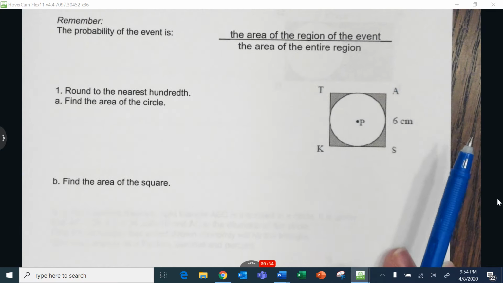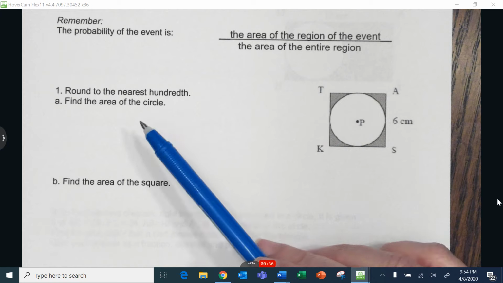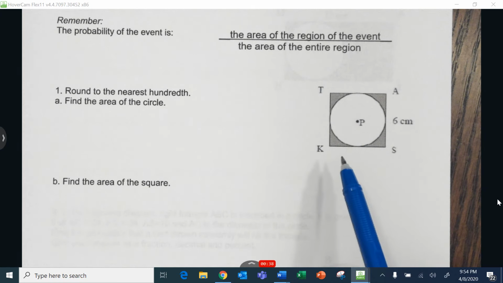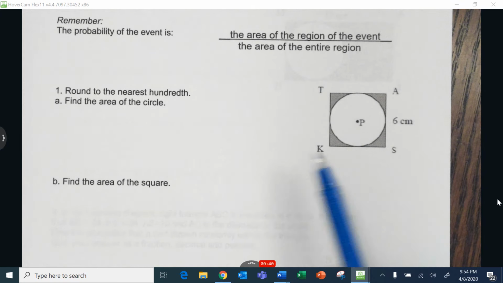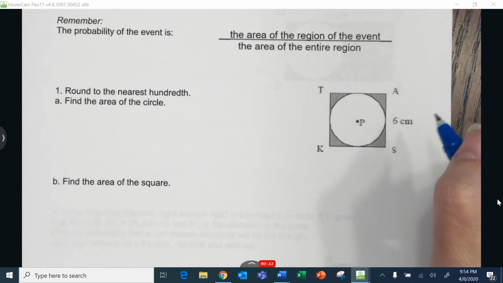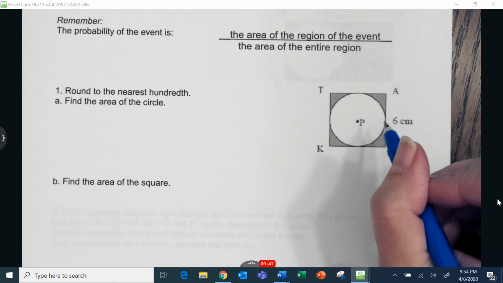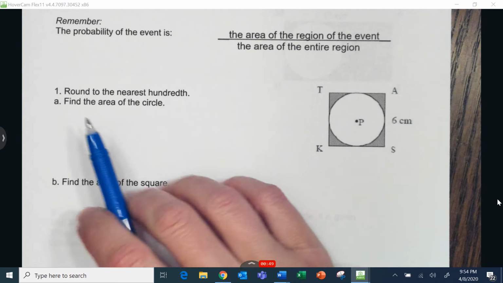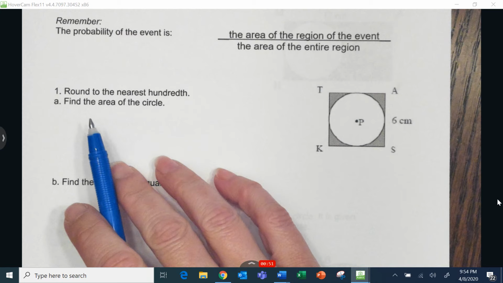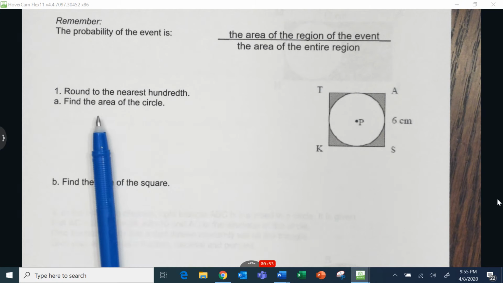So to get us to answer one of these questions, we're going to first, in this picture right here, find the area of the circle. So in order to find the area of the circle, we need to know the formula for the area of the circle. So I am going to say right now, it has been a very long time since I've studied the area of a circle, and I don't remember that formula.